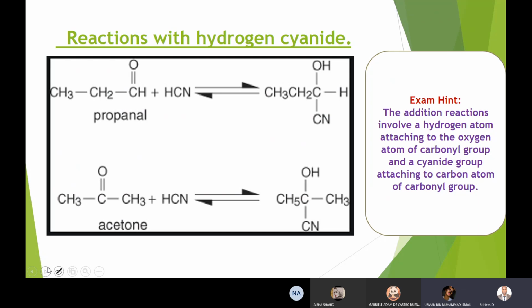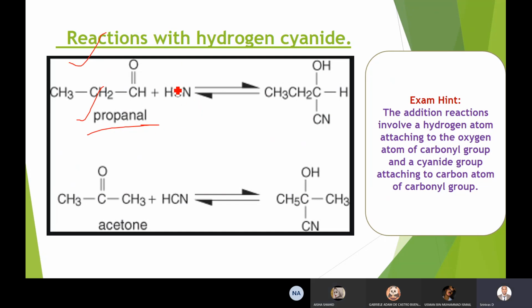Right. So reactions with hydrogen cyanide. So this is your carbonyl. Aisha, is this an aldehyde or a ketone? Don't waste my time, guys. Ketone. Are you sure? Check the name, Aisha. Propanal. The name is ending with AL. So it's an aldehyde. Yeah, aldehyde. So it's propanal.